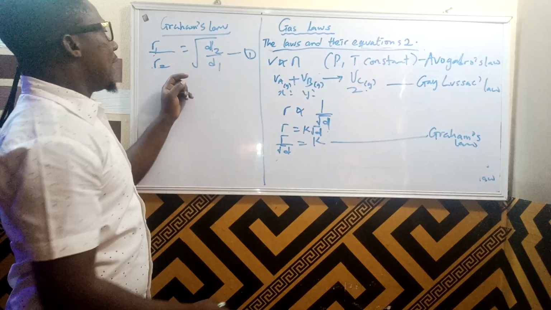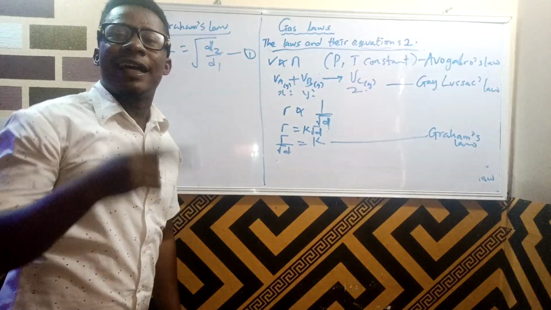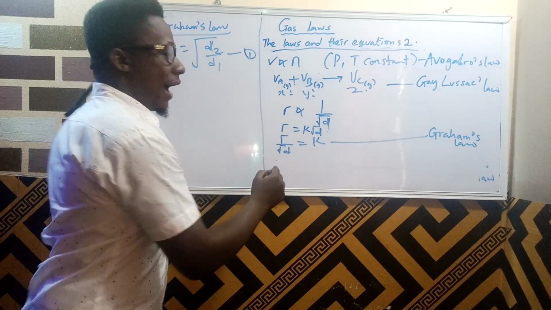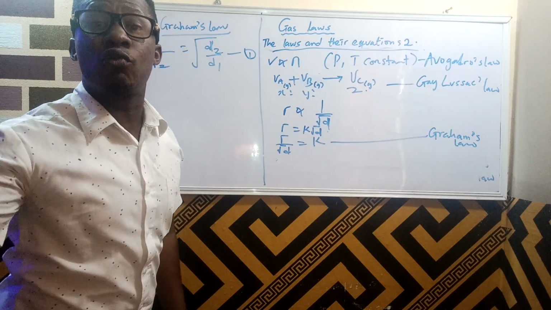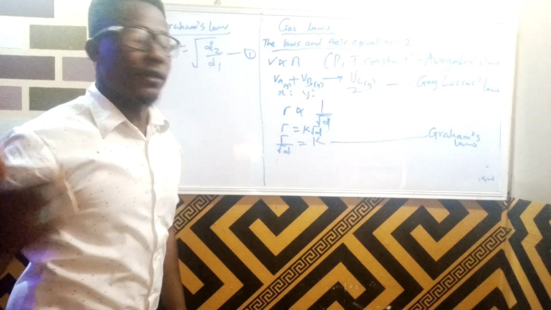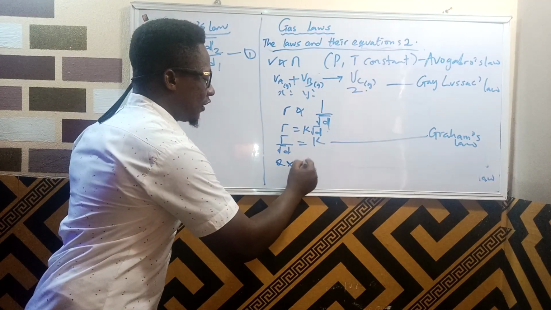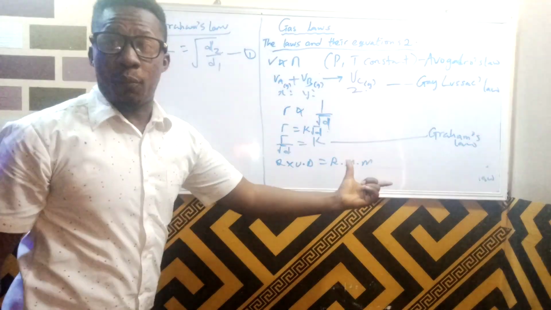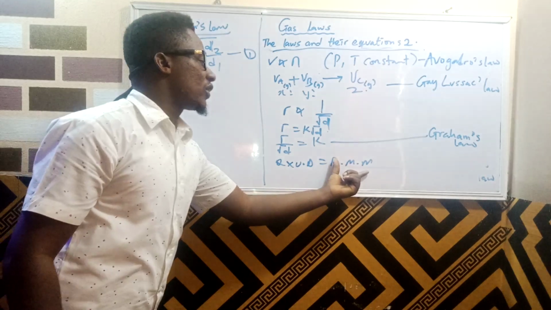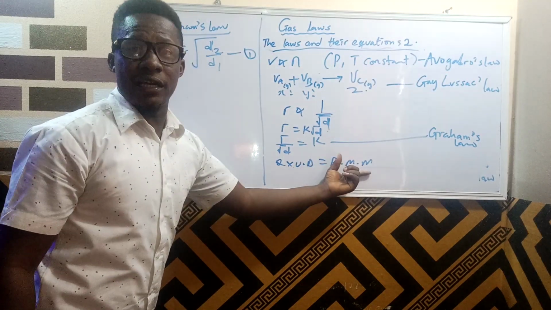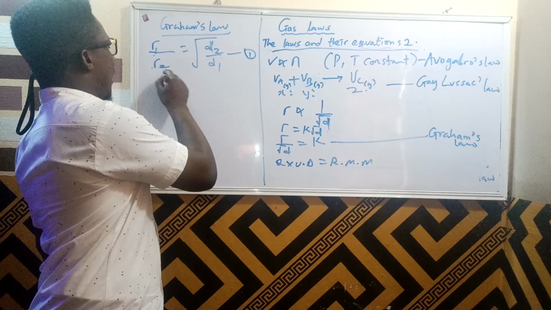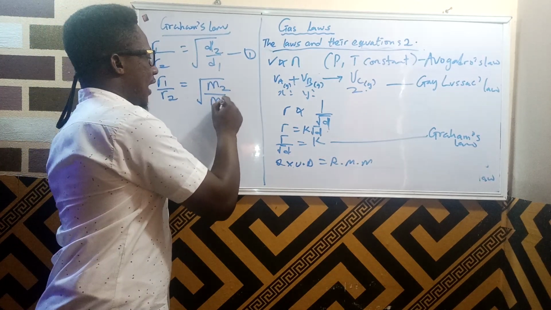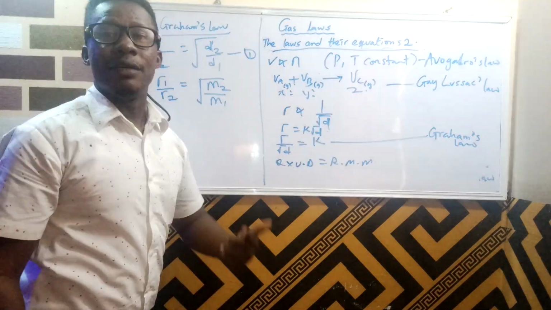Now recall that relative molecular mass is 2 times vapor density. That means 2 times Vd is equal to relative molecular mass, RMM. That means they are directly proportional to one another, so wherever we use vapor density, we can use relative molecular mass. Therefore we can still say R1 over R2 is equal to root M2 over M1, where M is the molecular mass.